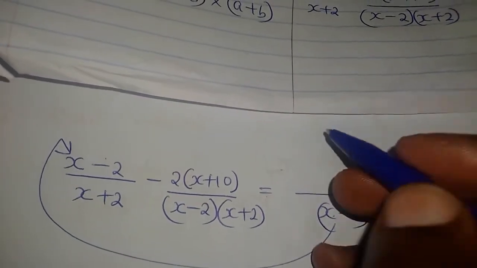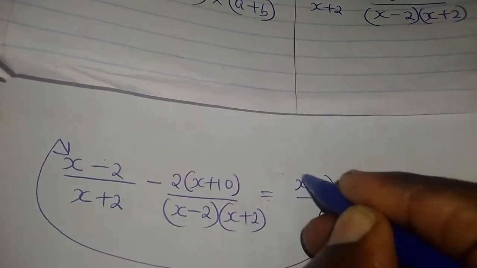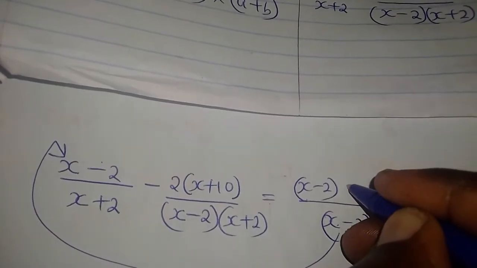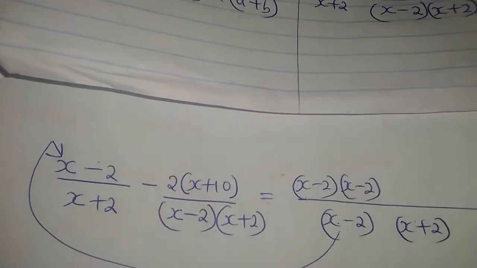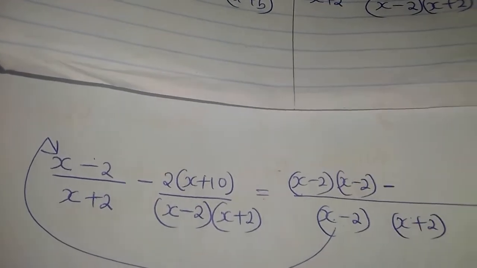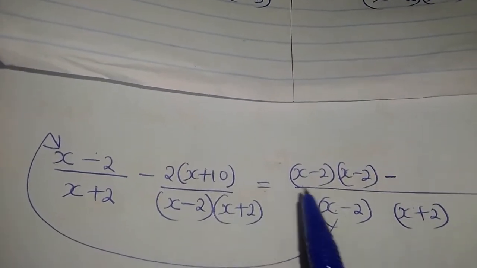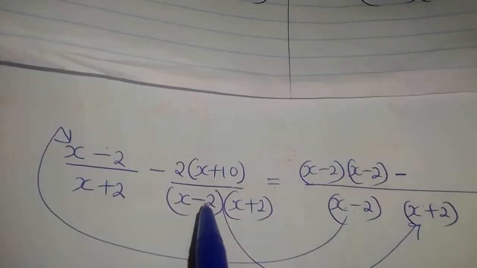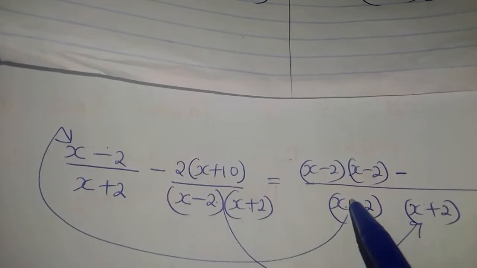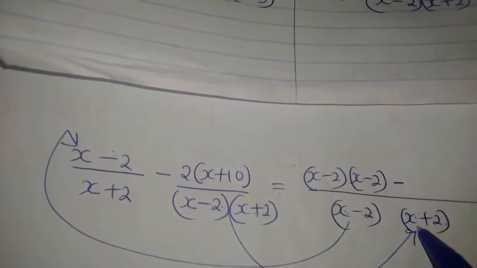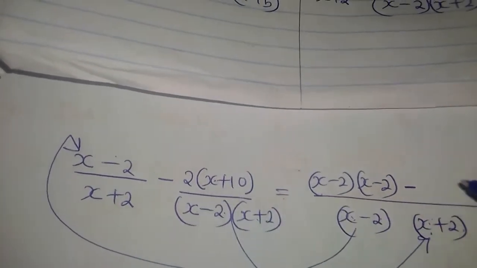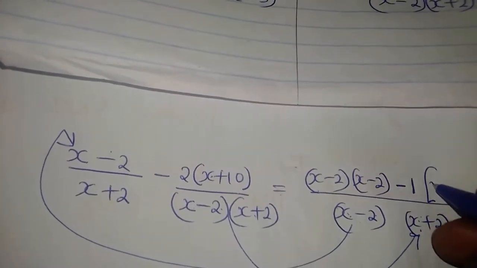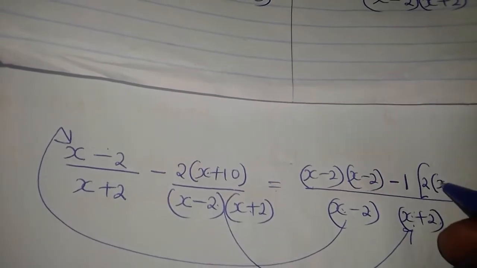Okay, so that means I'm going to have x minus 2, this one here, then times this, and I'm going to have x minus 2. Then minus. I can even come here and say this goes here. How many times? x minus 2, x plus 2, x minus 2, x plus 2. It goes there once. So I take this times this. So I'm going to say 1 into 2 into x plus 10.